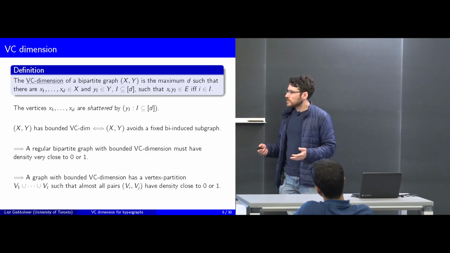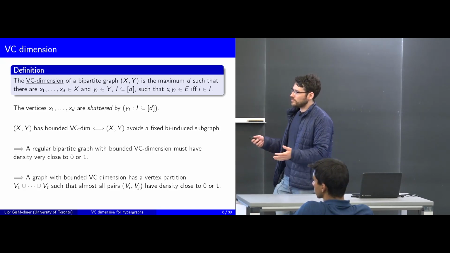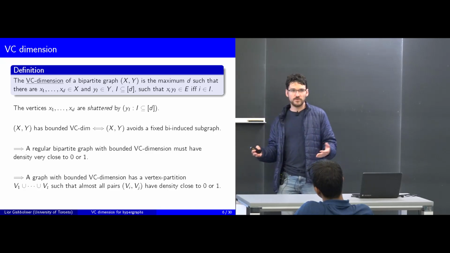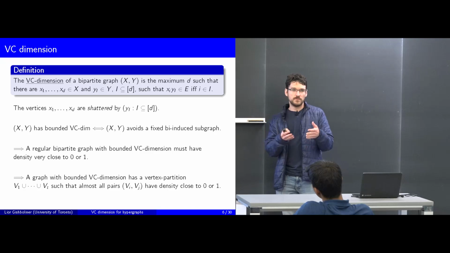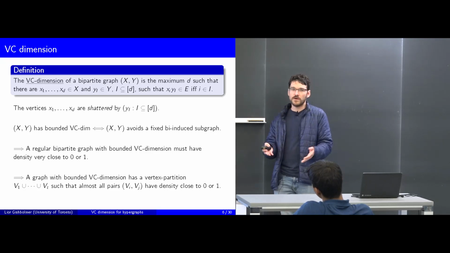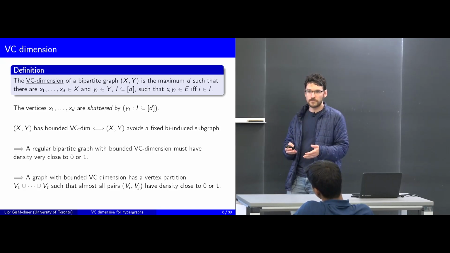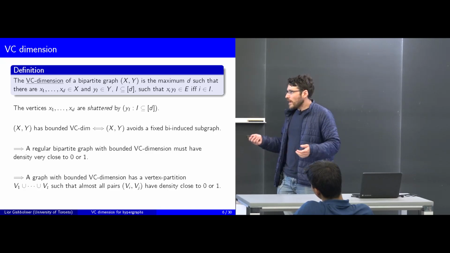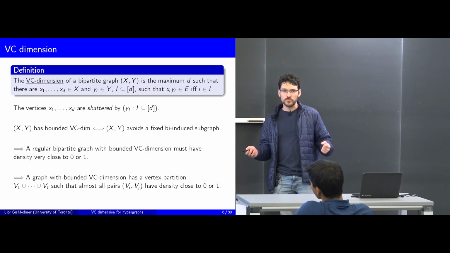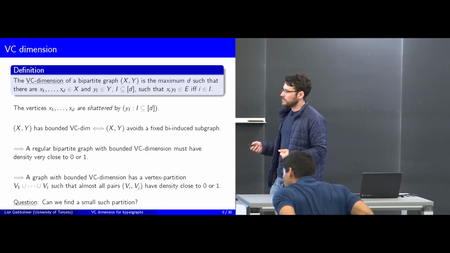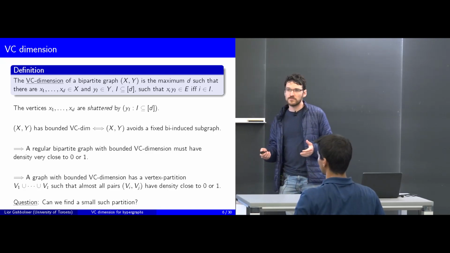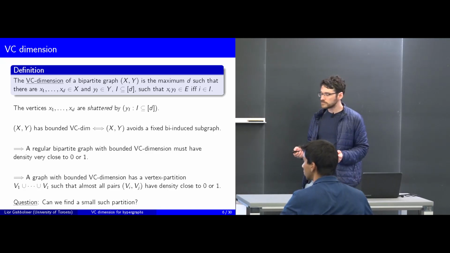So what you do, before that, you take an epsilon-regular partition using the regularity lemma, and then you just know that almost all of the pairs are regular and they must have density close to 0 or 1. Now that's nice, but the size of the partition is huge, right? So the question that you can ask yourself is, can we find such a partition with some more reasonable dependence on epsilon?